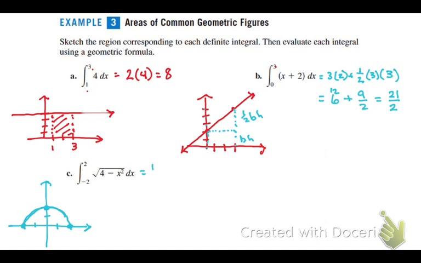So we're going to do 1/2 of pi r squared. So 1/2 of pi, and what's your radius? 2. So I think I get 2 pi. What do you think? I think that you're right.